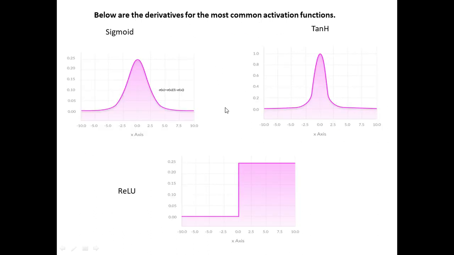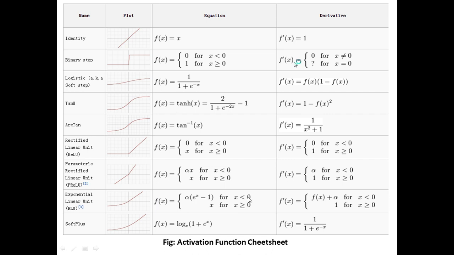Next, coming to the most frequently used derivative graphs. You can see the derivatives of the most common activation functions. The first one is the sigmoid function. This is the derivative graph for the sigmoid function, this is for the tanh function, and this is for the ReLU function. And now you have the cheat sheet for all the different types of activation functions. For the identity activation function, it is like this. For the binary step, it is like this. For logistic, for tanh. For all the different types of activation functions, we have different equations and their derivatives here. Okay, so these are all about activation functions.